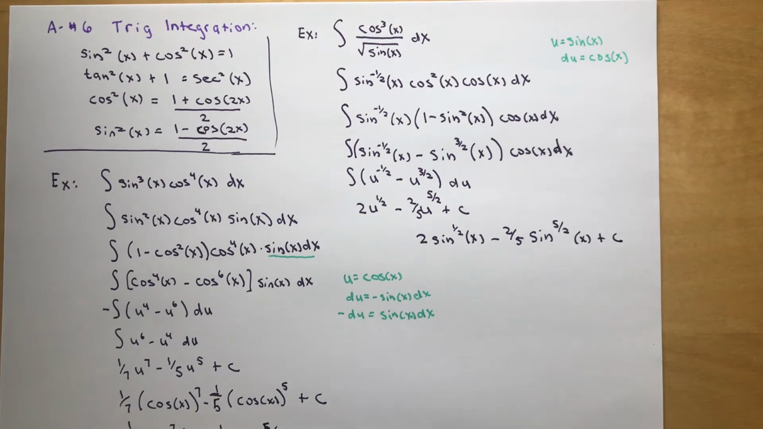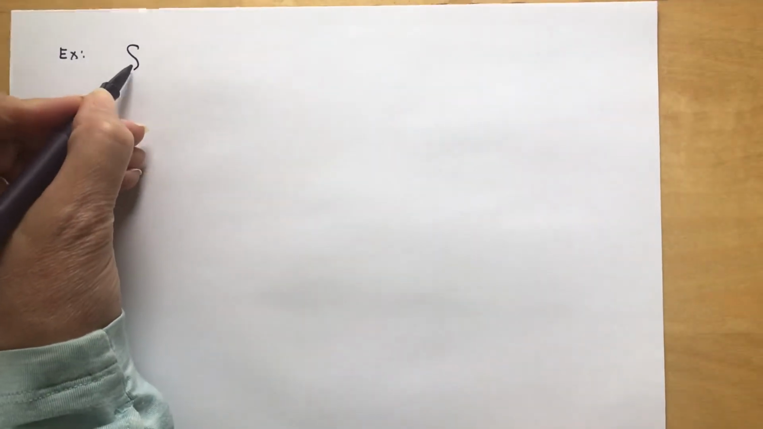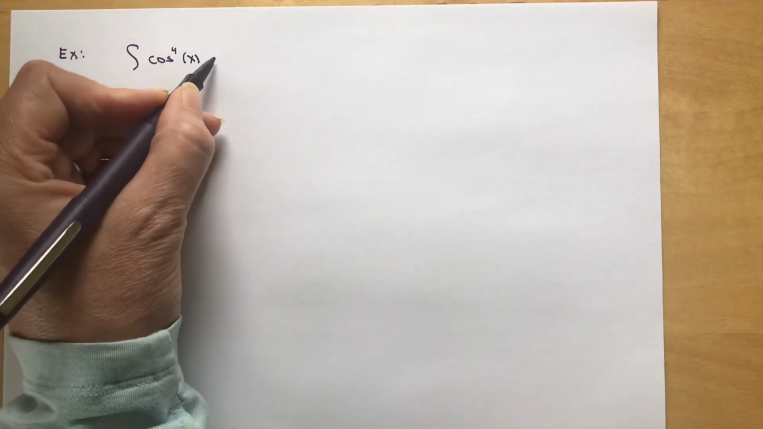All right, that's examples 1 and 2, and we're going to do 2 more to kind of get everything here. If we were in class, I might just do 1 more and then have you work on one in class together. Let's do the integral of cosine to the 4th x dx.